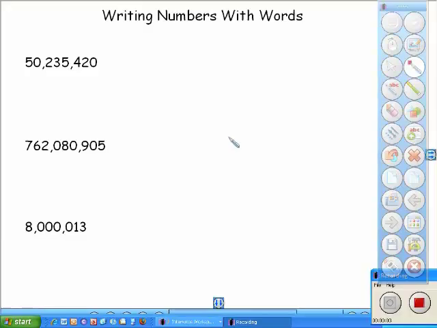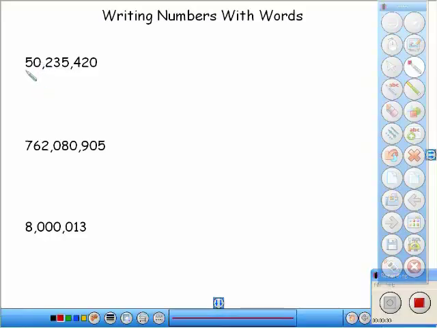Okay, in this math review video, I'm going to show you how to write numbers using words. So you can see I have three different numbers here. We're going to use these as some examples. Remember the rule you want to remember: say the number and then say the place that it's in. Say the number, say the place.